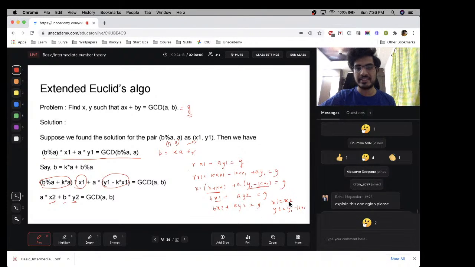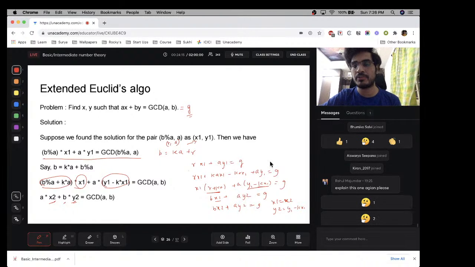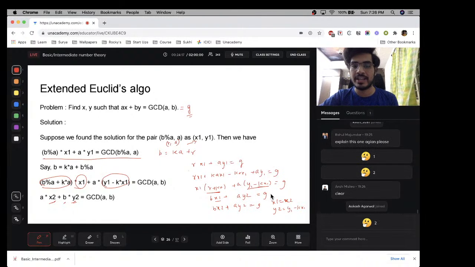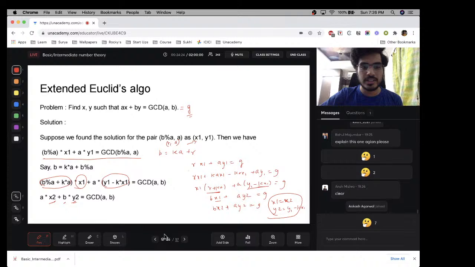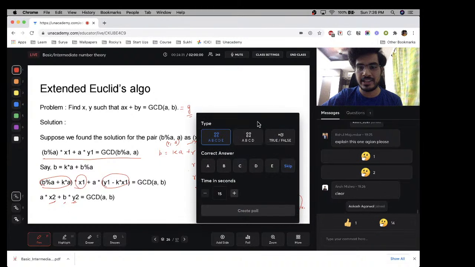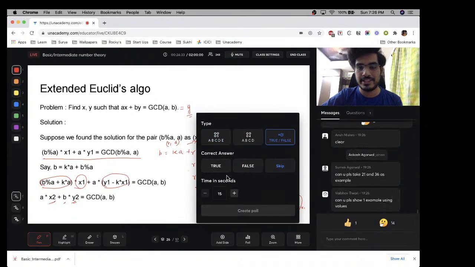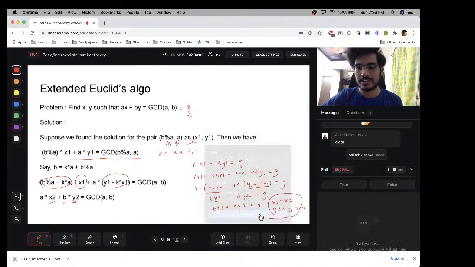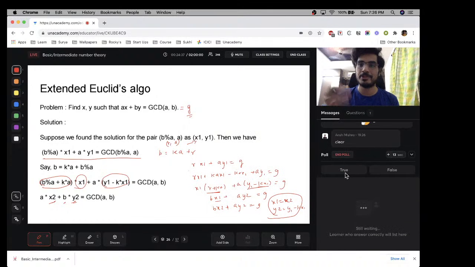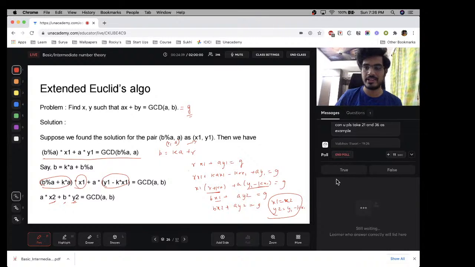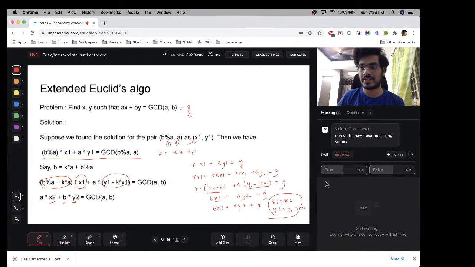I hope this is clear now. Using x1 and y1, we find x2 and y2 using these formulas. So let's go next. Is it clear? Let me have a poll. Is it clear? Somebody, please answer this poll. If it's not clear for more than 75%, I'll try to explain it again.